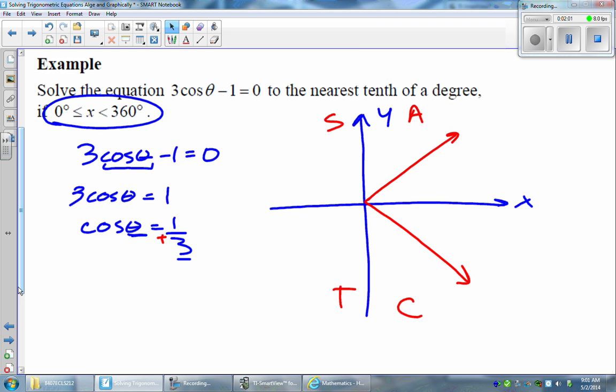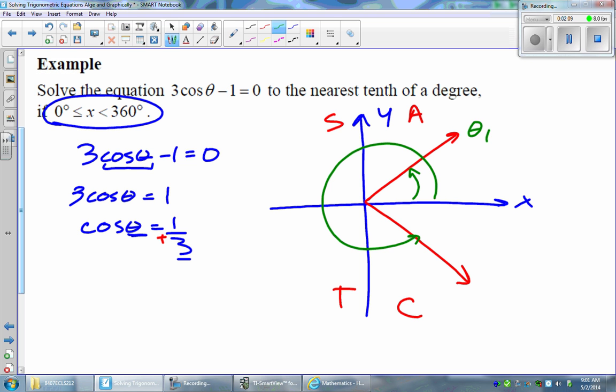So our first solution is from here, from the x-axis to that terminal arm. That's my first solution I need to find. And the second solution is from the x-axis to the next terminal arm, which is our second solution. To find both these values, we need to find what we call a reference angle. And remember, a reference angle is the angle between the x-axis and the terminal arm. And what's really special about theta 1 and theta 2 is they have the same reference angle. So let's go ahead and find that reference angle.